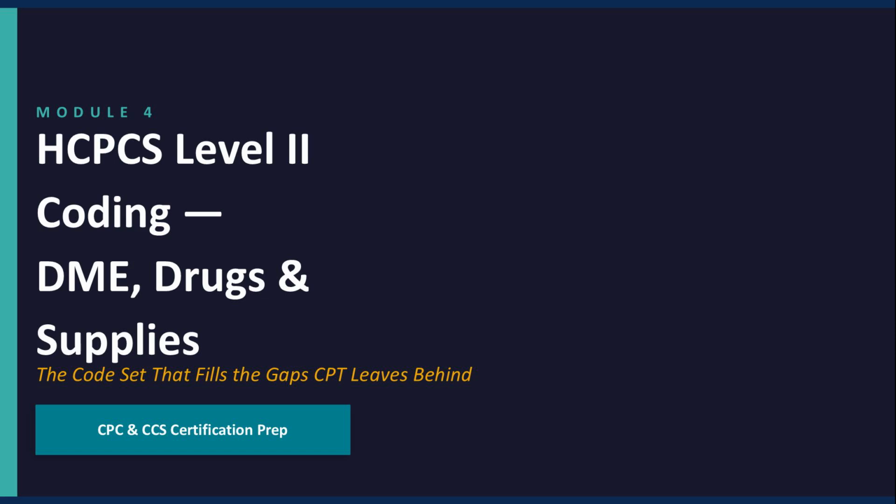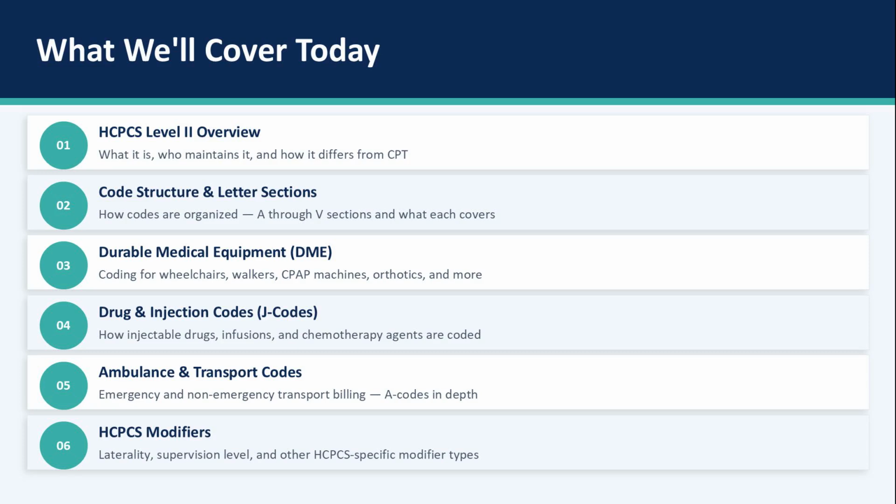HCPCS Level II covers everything else: the wheelchair the patient went home in, the insulin the nurse injected, the ambulance that brought them to the hospital, the prosthetic limb fitted after surgery. These codes are essential in any setting that bills Medicare or Medicaid, and that's the majority of healthcare in the United States. If you're going to be a complete, versatile coder or biller, HCPCS Level II is not optional knowledge. Let's get into it. Here's what we're covering today.